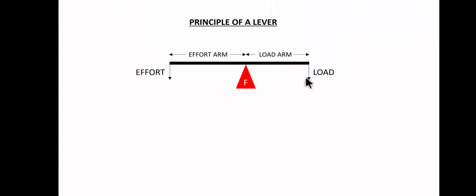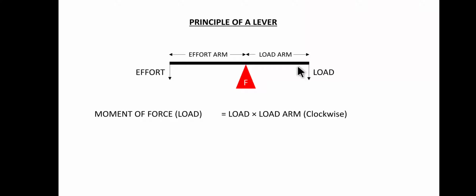Now we can see over here, since this load is able to turn the lever in the clockwise direction, it will produce a moment of force. So the moment of force for load will be equal to the force, load, into the moment arm, that is the load arm. That is the distance from the fulcrum to the load point. So load into load arm will give the clockwise moment, the moment of force for load.